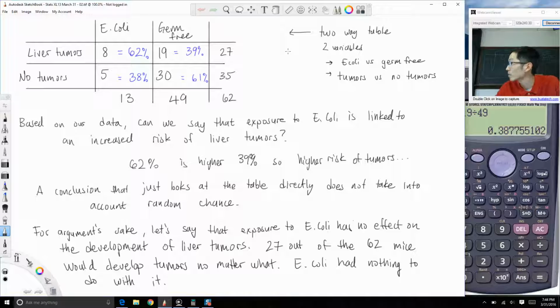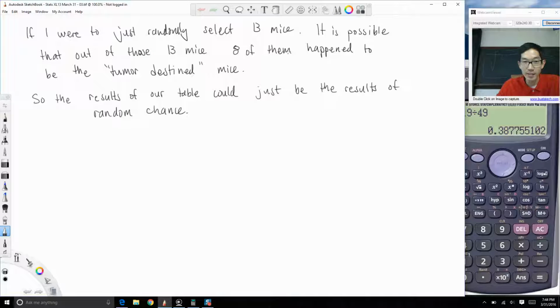Yes? You were asking about if it's linked to versus it causes. That's a whole other question that I will address later today. But yes, the results could just be the result of random chance.